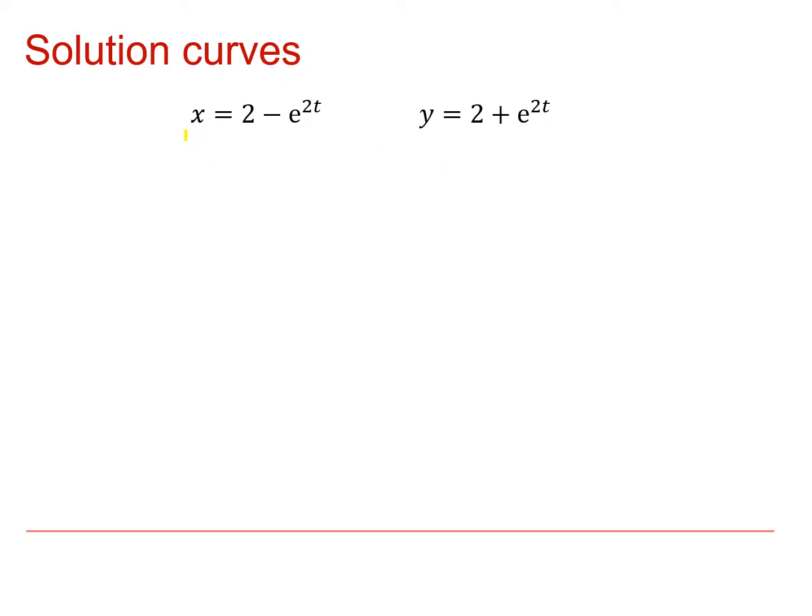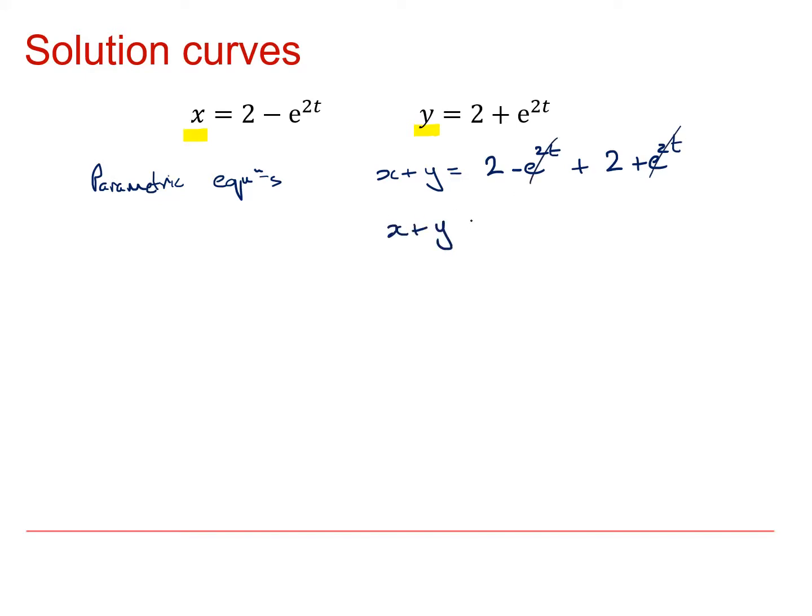So what about the behavior of x against y? If we think of this as a pair of parametric equations with parameter t, so we've got x is some function of t and y is some function of t, then if I add x and y together, x plus y is going to be 2 minus e to the 2t plus 2 plus e to the 2t. Those bits are going to go, giving me just x plus y is equal to 4.